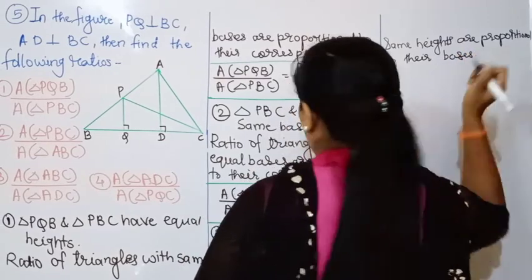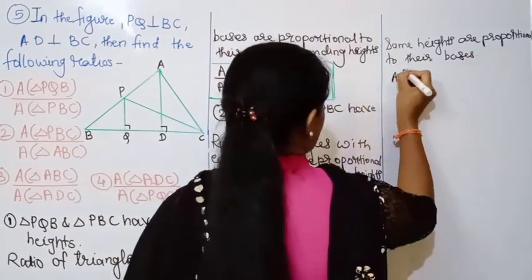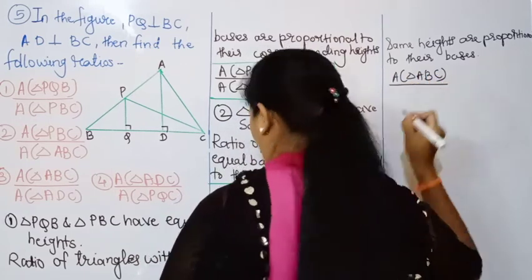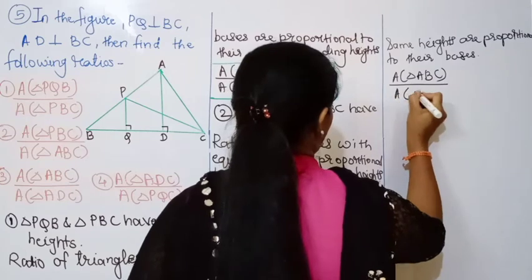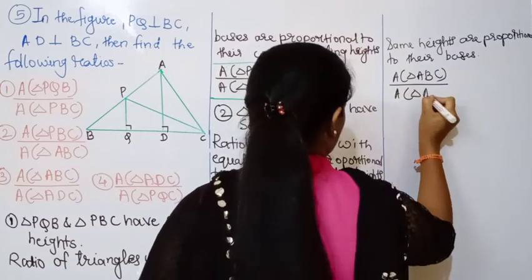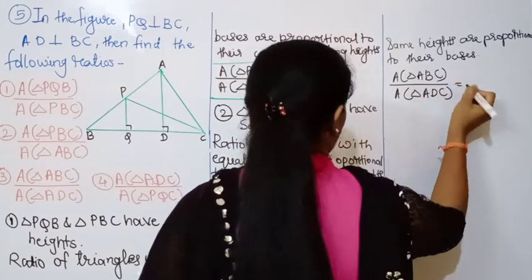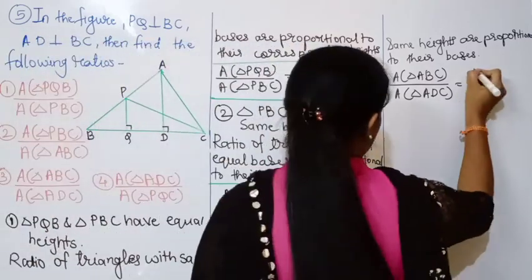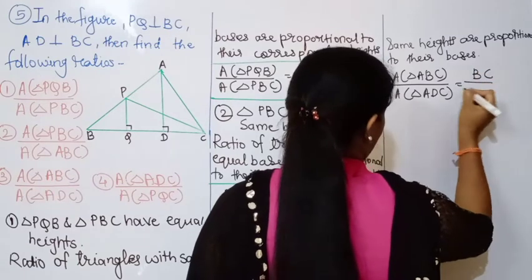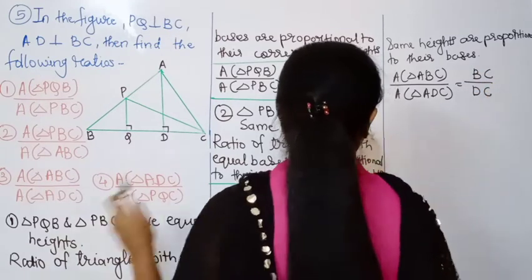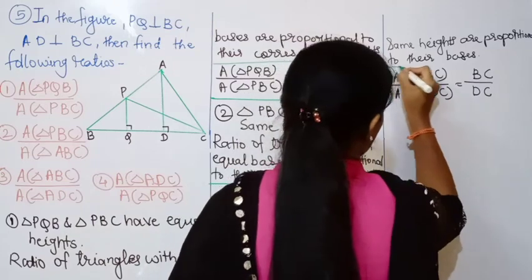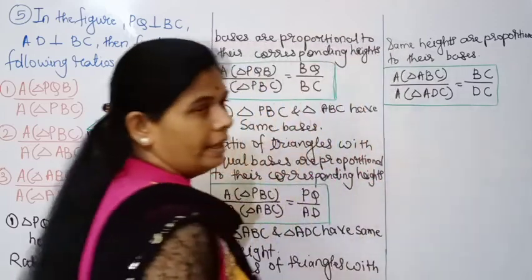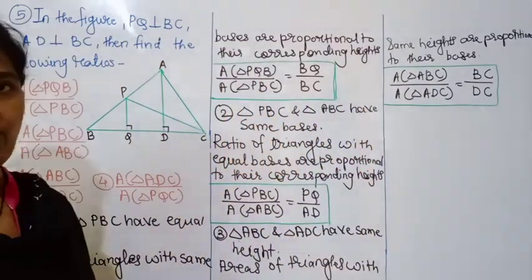So which are the triangles now? That is area of triangle ABC upon area of triangle, what is the next triangle? That is ADC. What is the base now? Height is the same. So what is the base of triangle ABC? Base is BC, and for ADC the base is DC. So in this way we got the ratio of area of triangle ABC upon area of triangle ADC is equal to BC upon DC.